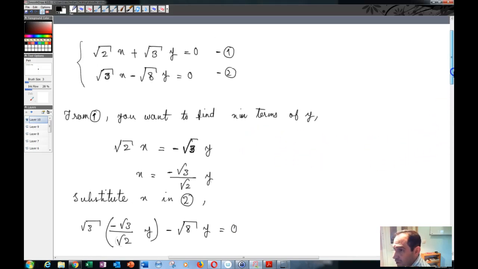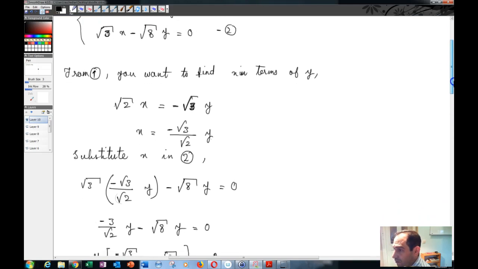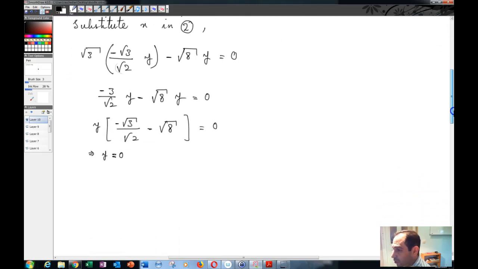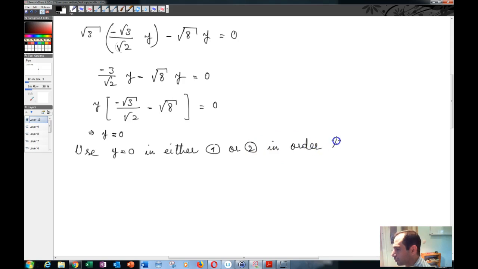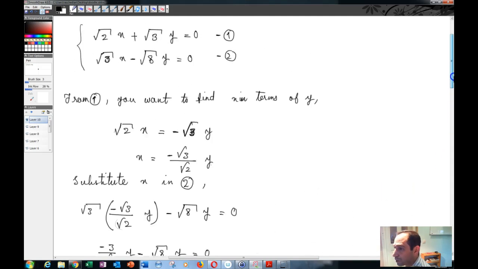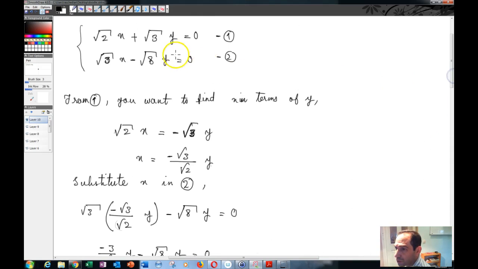So now since y is equal to 0, you can then use this value of y. You can use y is equal to 0 in either 1 or 2 in order to calculate x. So number 1 is, for example, square root of 2x plus square root of 3y is equal to 0.